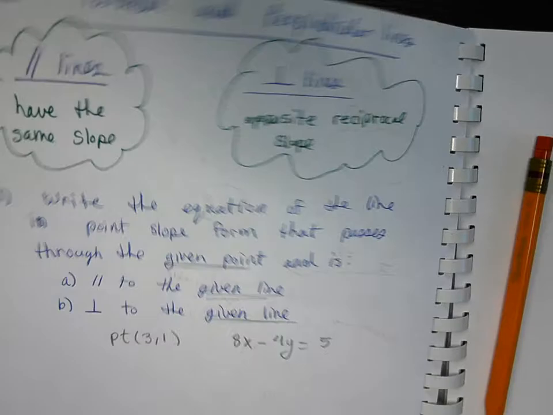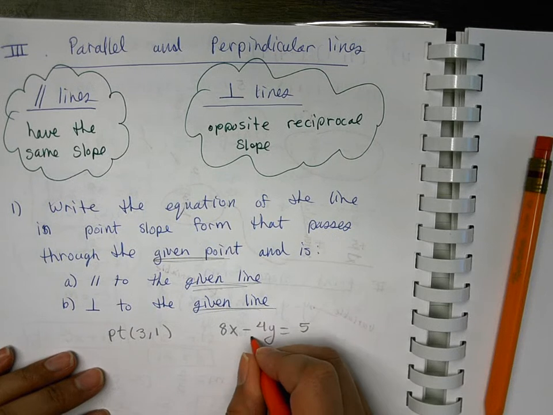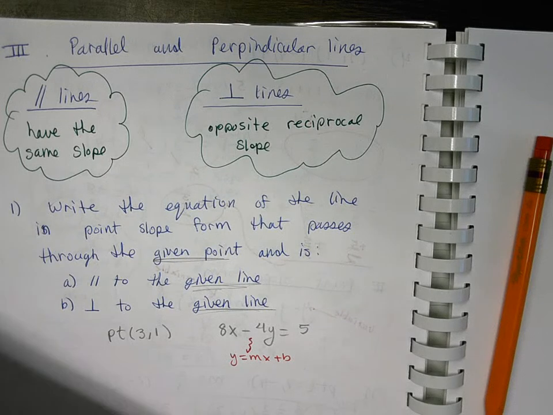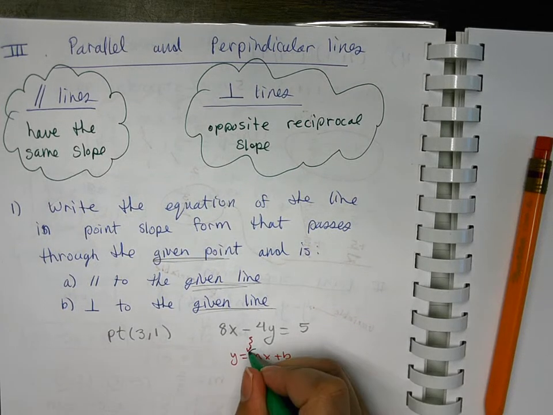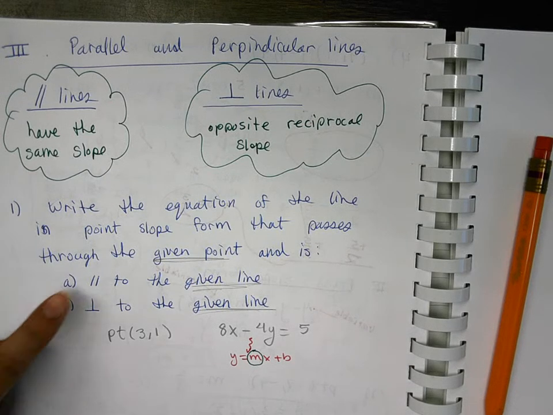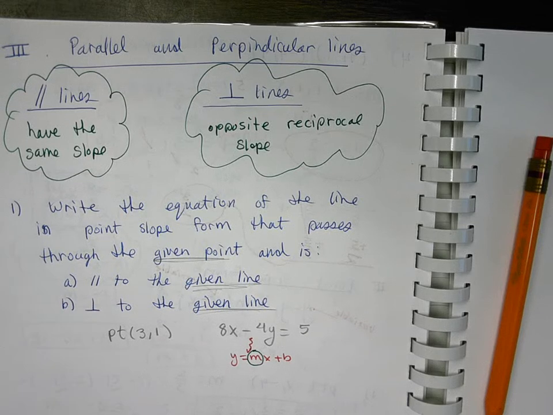Do you agree? Okay, so we want to change this to be y equals mx plus b. Why is that? Because we want to compare or find the slope. Why do we want to find the slope? Because we want to look for a parallel line and a perpendicular. So do that now. Get y by itself, move things around and divide, get it into y equals mx plus b.